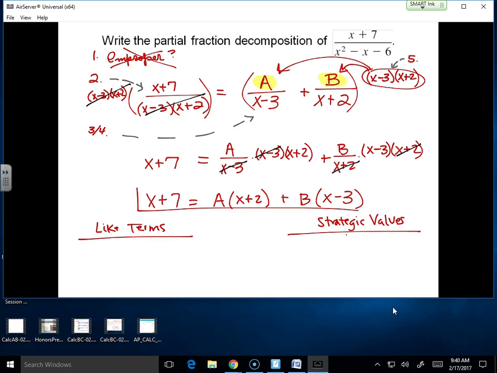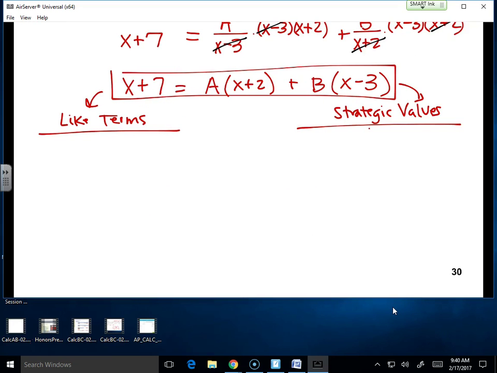So here's what we're trying to solve right here. And there are 2 different ways of doing it. Okay? So, like terms. Let me go ahead and zoom in on that. If we were to do like terms, here's what we would do. We would say, all right, over here we have 1x plus 7. And over here we have ax plus 2a, I'm distributing, plus bx minus 3b. And we're going to say, you know what? I see some like terms in here. I see x terms.